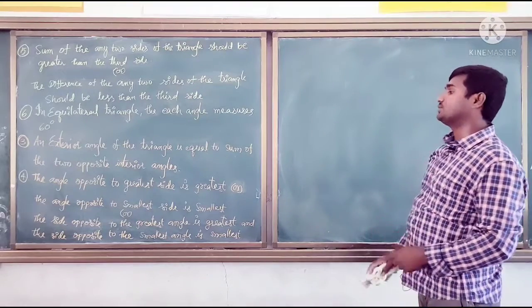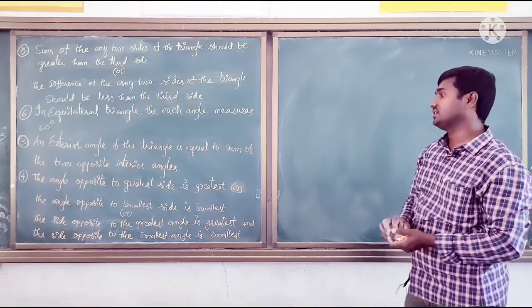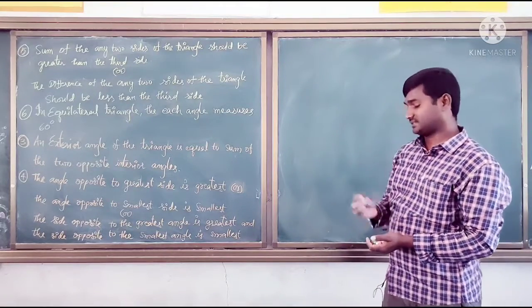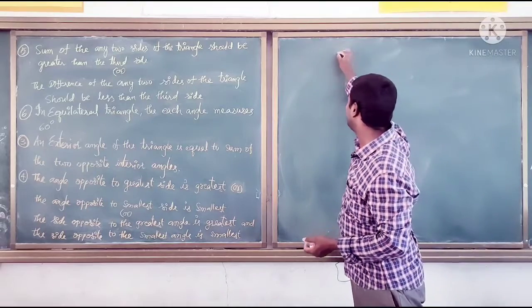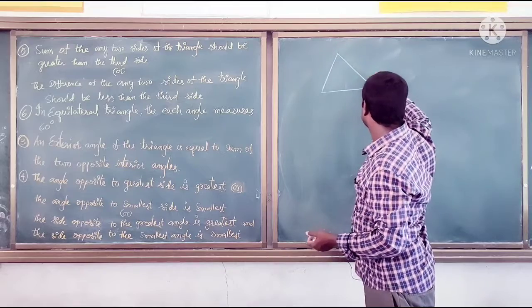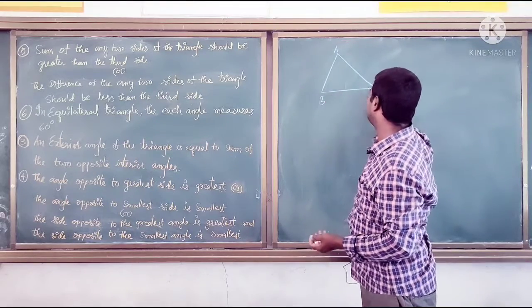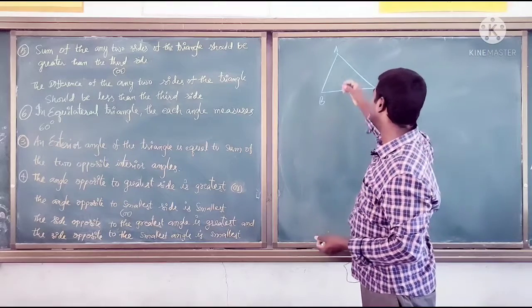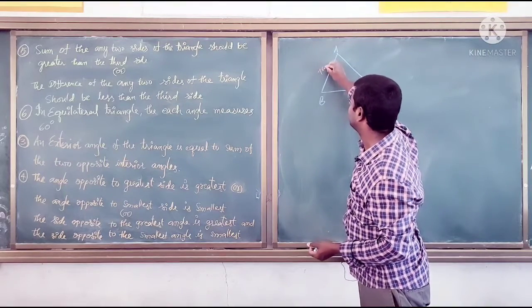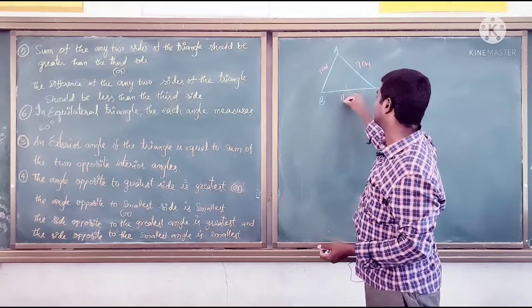The angle opposite to the greatest side is greatest. See, suppose in a triangle ABC, AB is 7 centimeter, AC is 9 centimeter, BC is 11 centimeter.